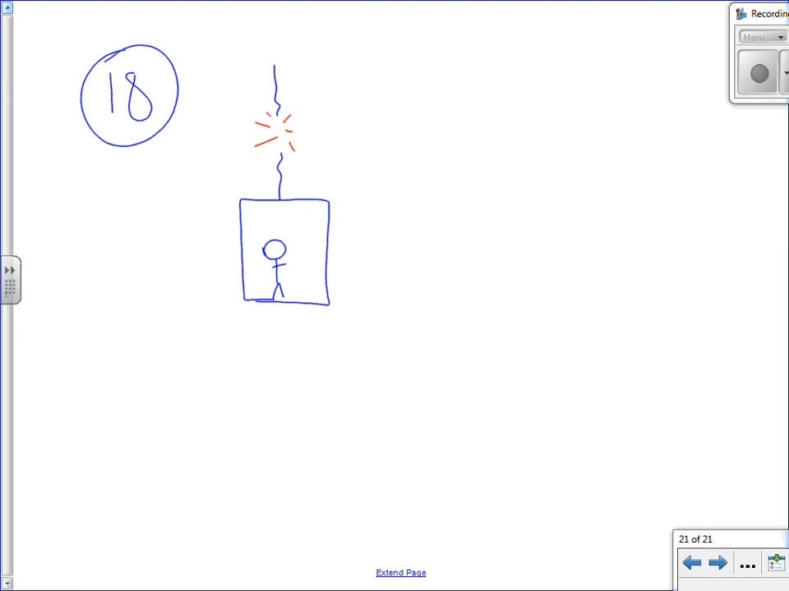Well, the elevator will accelerate downward at 9.8 meters per second squared. You will accelerate downward at 9.8 meters per second squared. And the floor, therefore, will not push up on you. You are not weightless, but you will feel like it because there's no normal force exerted by the floor. Okay?